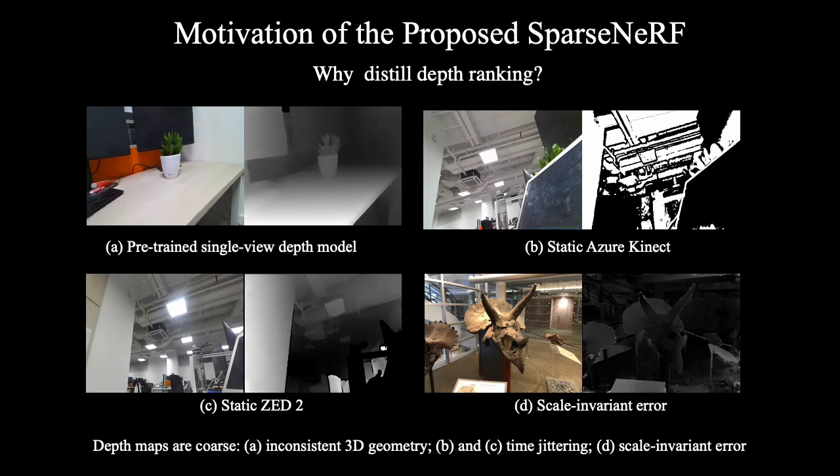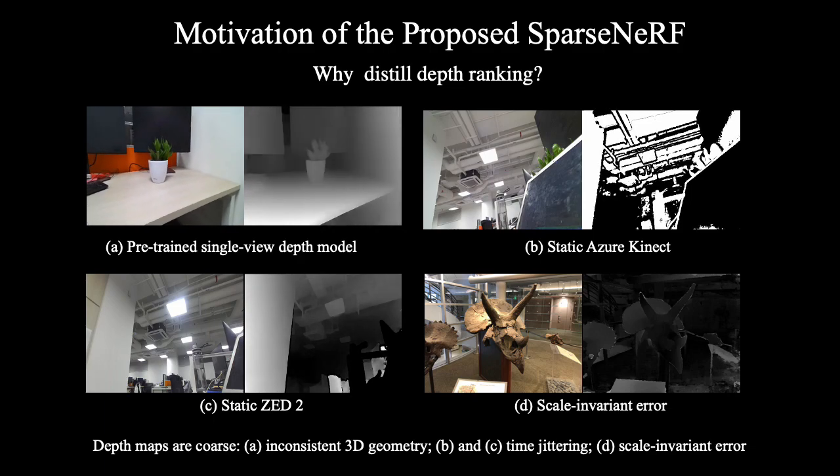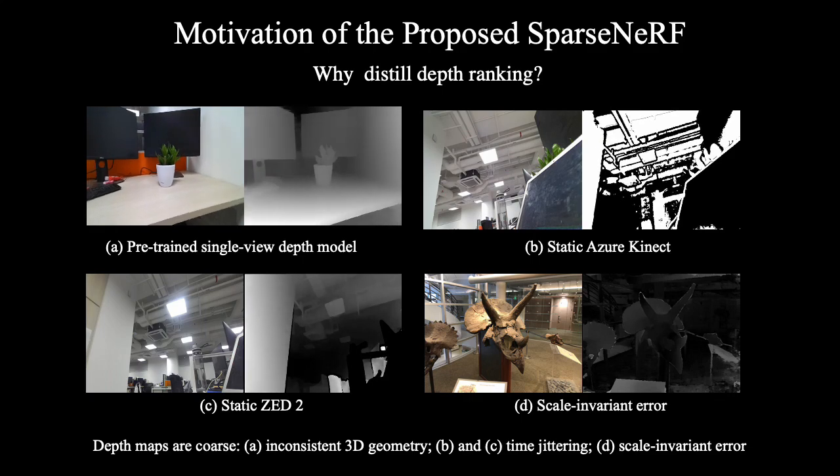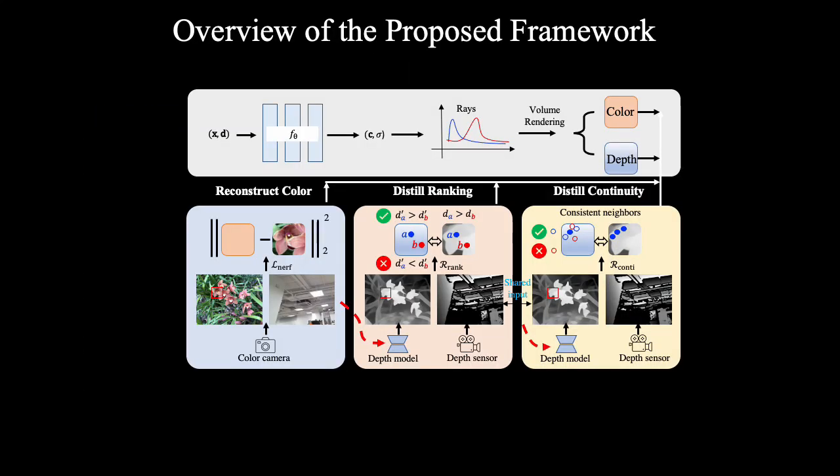Motivated by these problems, we consider robust depth ranking regularization instead of directly supervising NeRFs with depth values. We show the overview of the proposed framework. The proposed SparseNeRF consists of three main components, including reconstructing color, distilling depth ranking, and distilling spatial continuity.